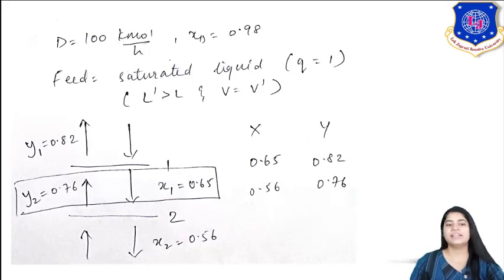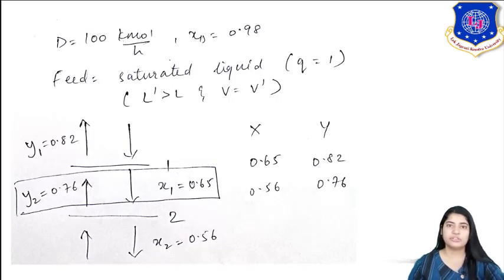So let's see, here D is given as 100 kilomole per hour and XD is given. Now the feed is saturated liquid. It means q equal to 1. What is the significance? Here L bar is more than L and V is equal to V bar. It means the liquid flow rate in the stripping section is more than that in enriching, whereas the vapor flow rate in enriching and stripping would be the same. So see how you can use the data. You are given that your feed is saturated liquid. From that you can deduce that V is equal to V bar.